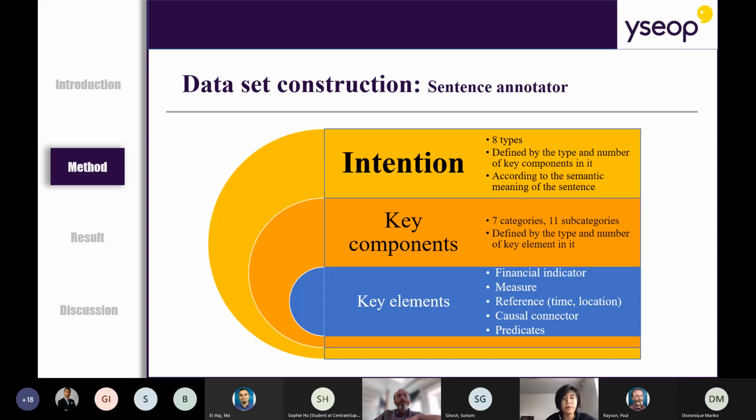The key component is composed of key elements, and it is defined by the type and number of key elements in it. We have 7 categories and 11 subcategories of subcomponents. Then, by the type and the number of key components in a sentence, we define the intention of a sentence.